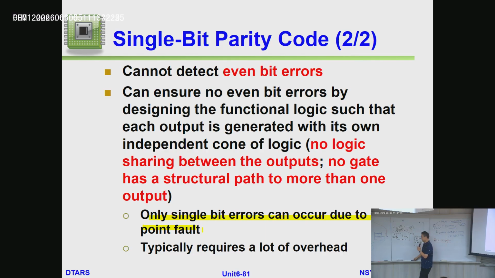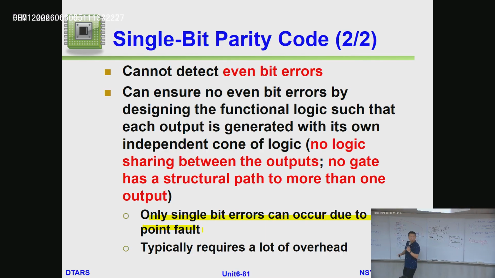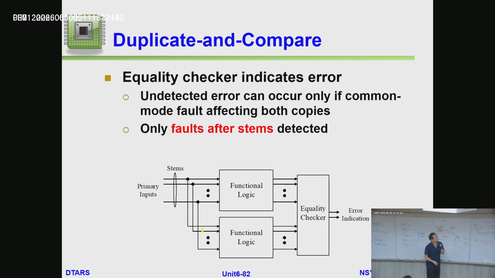Okay, so this is the idea here. If we try to modify our circuitry, then this single bit parity code may be useful. However, because this cost is very high, usually we will not do that because of a lot of overhead. Okay. The other one is duplicate and compare.